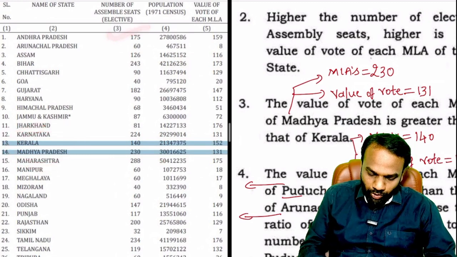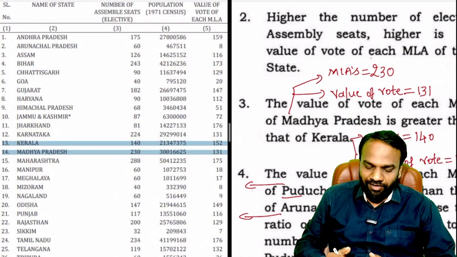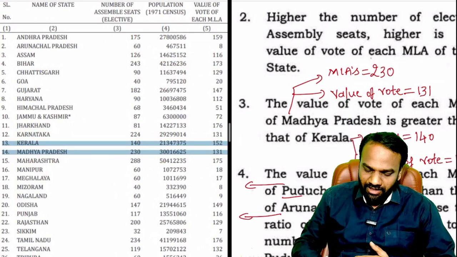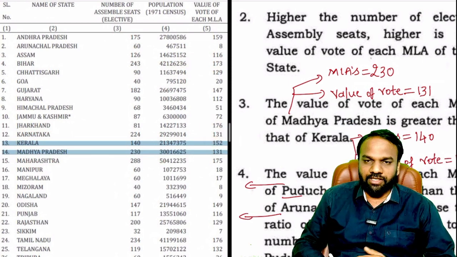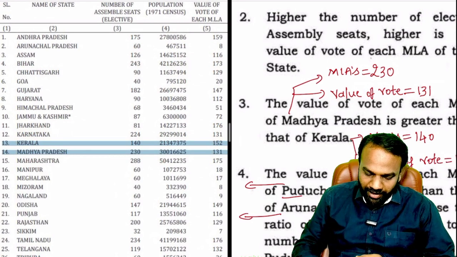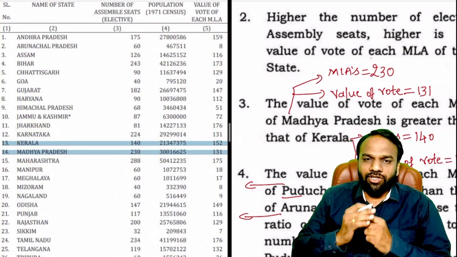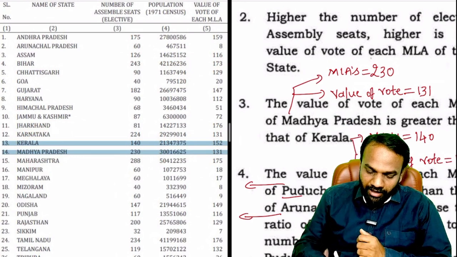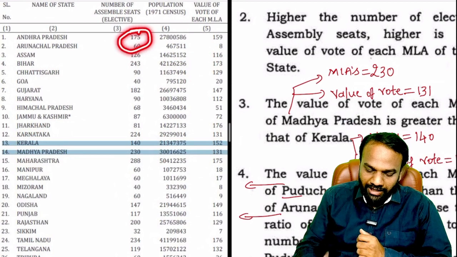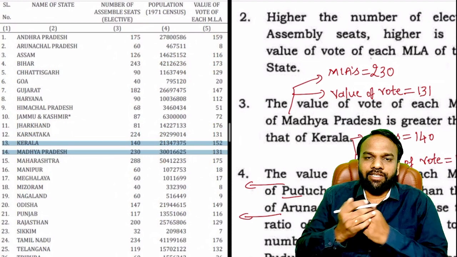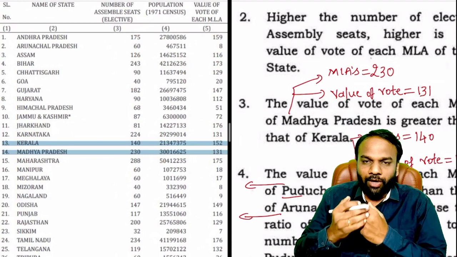From Andhra Pradesh to Karnataka, whenever the number of MLAs increases, the value of the MLA vote also increases. But for the first time, from Kerala to Madhya Pradesh, the number of MLAs increases but the value of the MLA vote decreases. This indicates curiosity. UPSC is not expecting us to retain the total elective seats or the MLA vote value of each and every state. What it expects is that general curiosity.